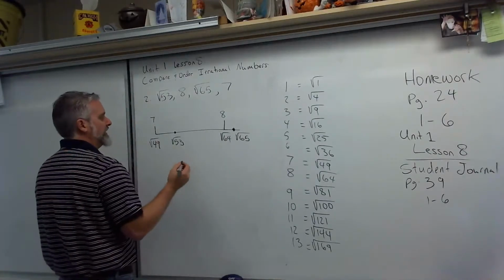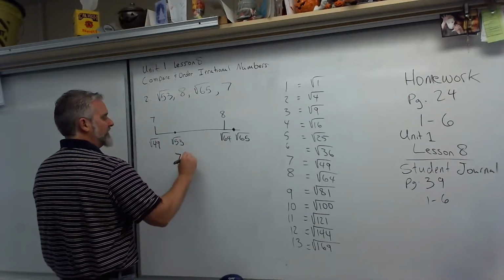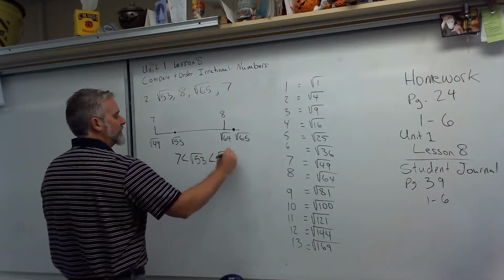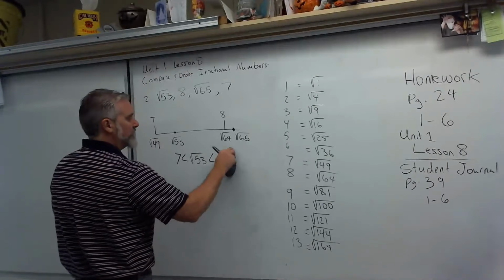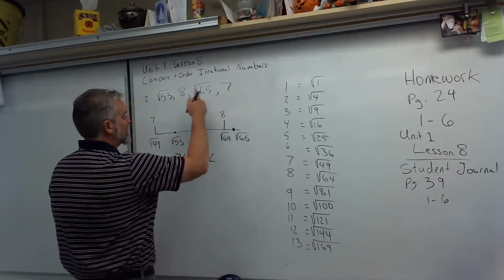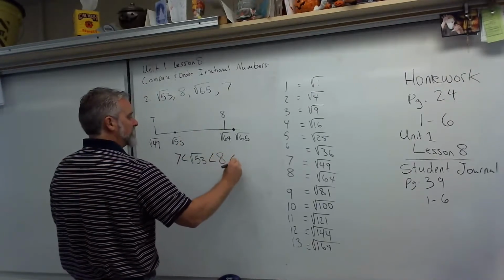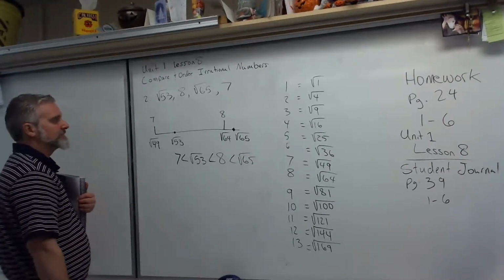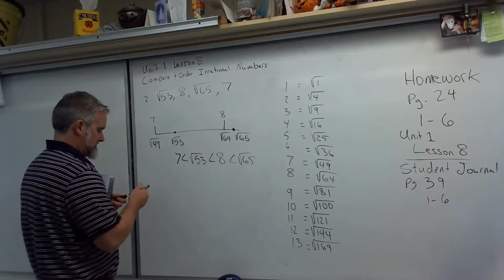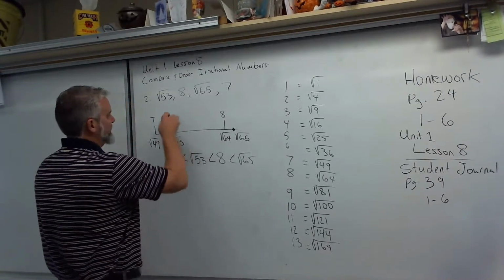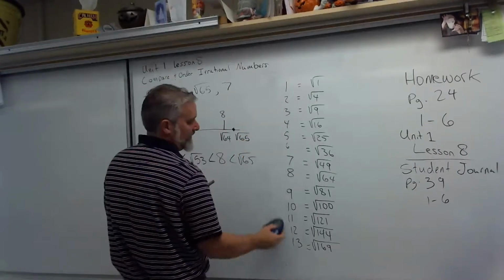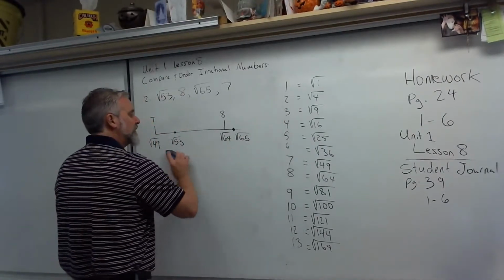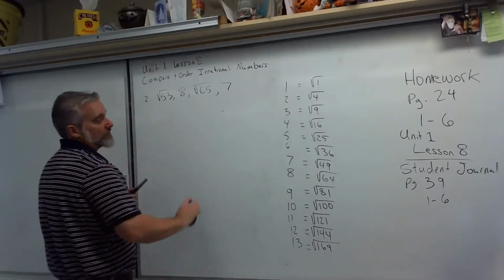So writing it out using inequalities, 7 is less than √53, which is less than, again, here I go, √64. Just write the 8, which is less than √65. All right. So again, we're using the numbers they provide us and comparing them against a chart of perfect squares. Here I got one from 1 to 13. Hopefully you have one as well. If not, write it down.